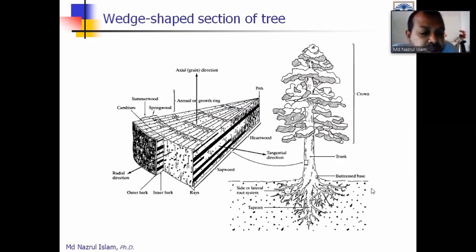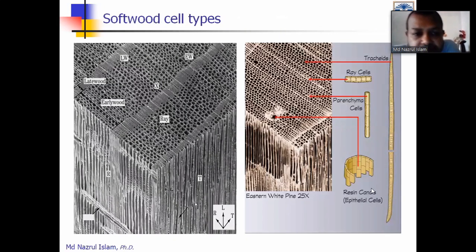And just below the outer bark, inner bark, that means the phloem, there is a thin, softer layer, we will say that is the cambium. And after cambium, there is xylem. That xylem is divided into heartwood and sapwood. Sapwood is the outer periphery and heartwood is the inner periphery. Sapwood is the living cell, and heartwood is the dead cell. So that we have studied earlier.